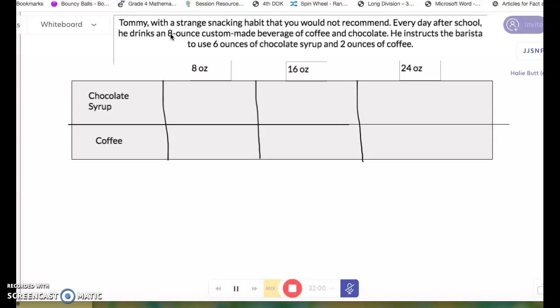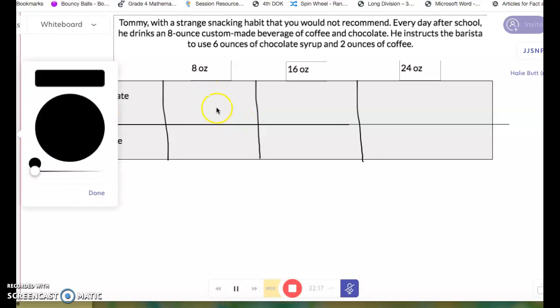Every day after school, he drinks an 8-ounce custom-made beverage of coffee and chocolate. He instructs the barista to use 6 ounces of chocolate syrup and 2 ounces of coffee. So this is my ratio table. I know that the 8-ounce drink is going to use 6 ounces.